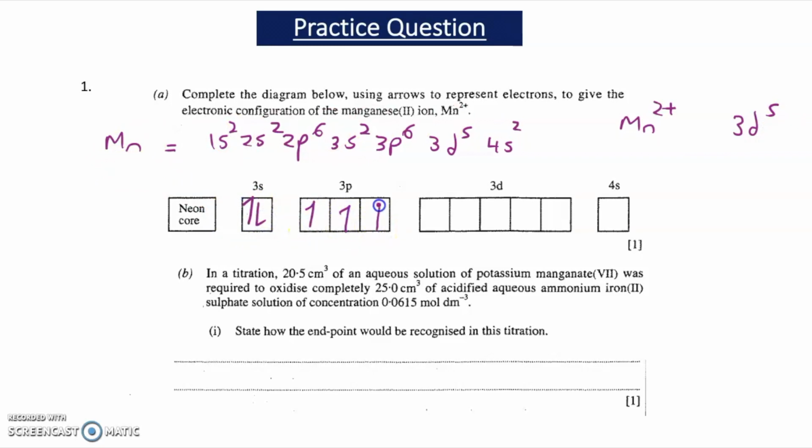So it's 3s2. I'm then going to put in the 3p electrons. I've put them singly and then pair them up. And then there's going to be 5 electrons in the 3d orbital, and they'll fill these 5 orbitals singly. And if you had that electron configuration correct, you get 1 mark. And then the second part is asking you how you would find the endpoint or recognize the endpoint in this titration. So if you said it's the first permanent pink color, that would get you 1 mark.